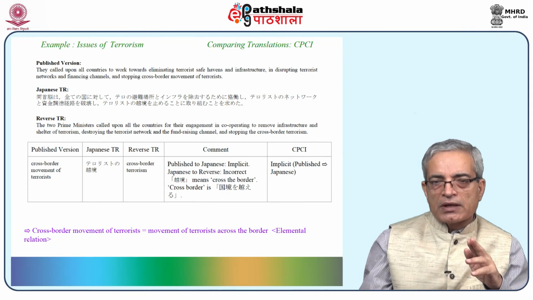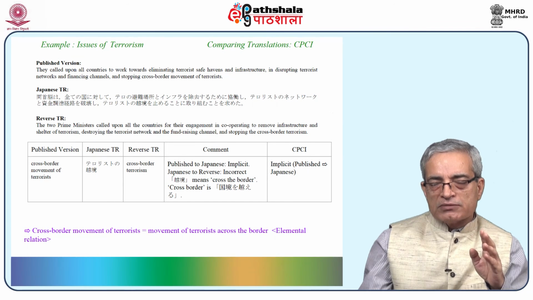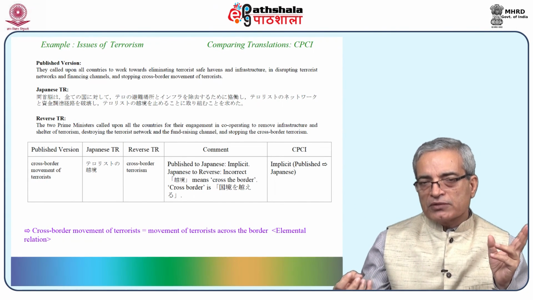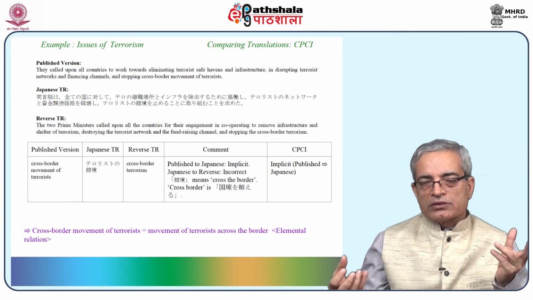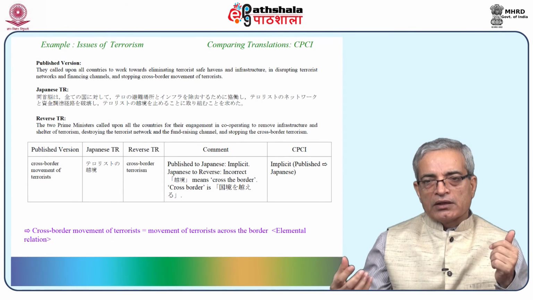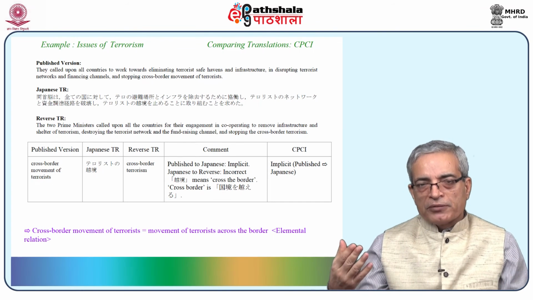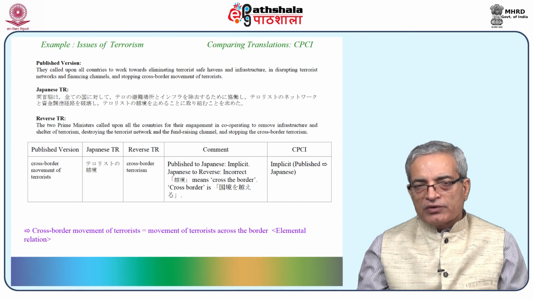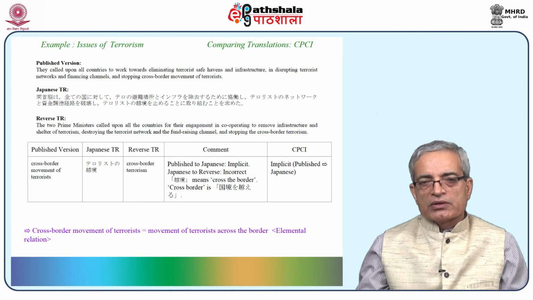No, that's a different one. Cross border terrorism is the terrorism happening in one country and originating from the other country. So the meaning is slightly different, and therefore if you look at the published version and the Japanese translation, it's implicit translation. Then cross border movement of terrorists in English can be said as movement of terrorists across the border. So it's a question of elemental relation.